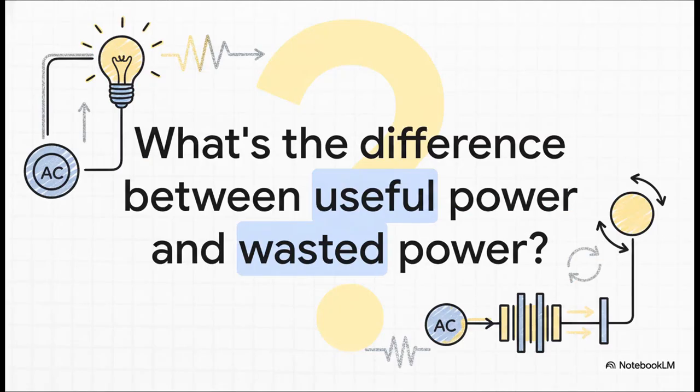Now here's a question that gets to a weird but super important idea in AC. See, power isn't as simple as it is in DC. Some of the power is actually doing work, like lighting up a bulb, but some of it is just sort of sloshing back and forth in the circuit, being borrowed and then returned, not really accomplishing anything. So what's the deal with that?